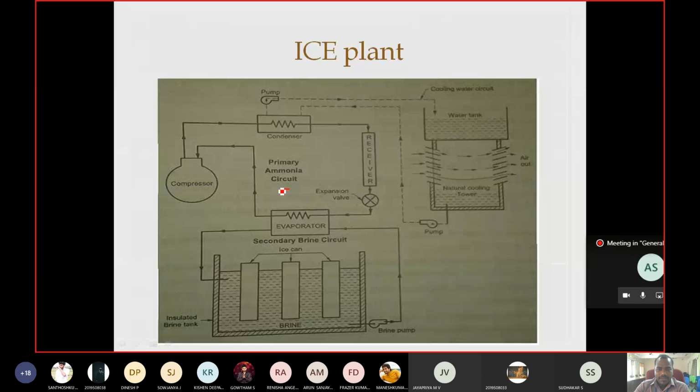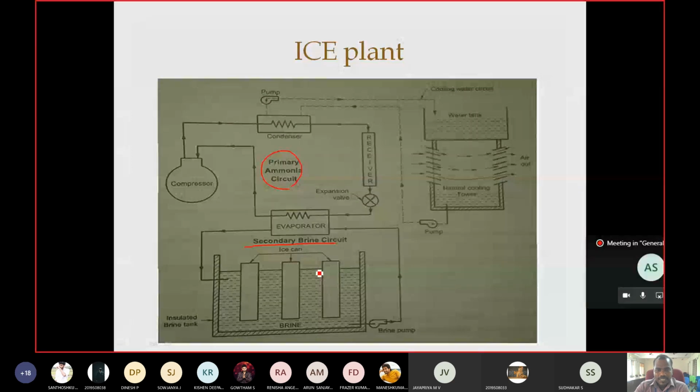So here we have a primary ammonia circuit and a secondary brine circuit. The primary ammonia circuit uses VCR. There is a compressor, a condenser, a receiver, an expansion valve, and again an evaporator. Then this evaporator is attached to the secondary brine circuit, so we can circulate the brine. Brine is a cold medium. We can use water as well as brine to transfer the heat.